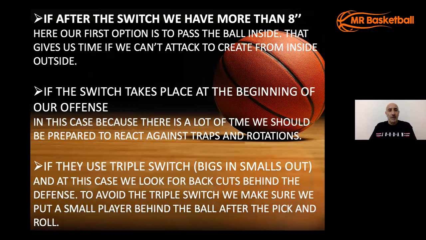They have 5 good players, almost the same size, mobile, athletic, that can guard inside and outside. So they choose to switch from the beginning of our offense. In this case, we need to recognize it, we should be prepared, and we should teach our team to react against traps and rotations, because if they have a lot of time in their offense, it's very common that we try to fill the low post to be able to run and jump, to trap.